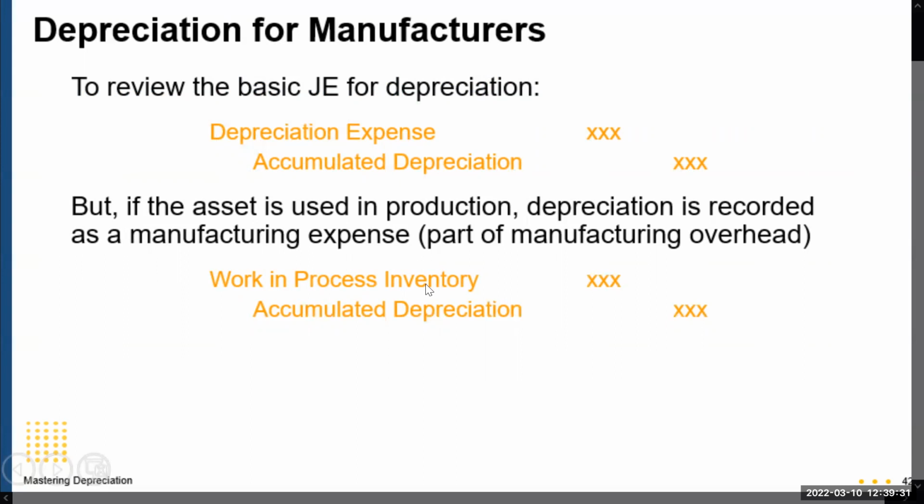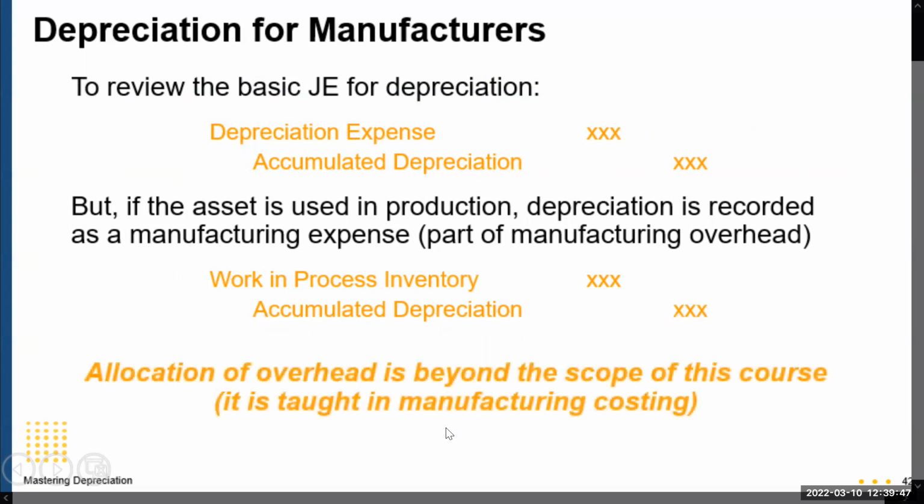So you may see one problem like this, but you don't have to do a whole lot of calculations or anything. So just realize if they say the word manufacturing, they're going to have a work in process inventory instead of your expense account. So I think there's like one question that you'll see on that. But as it says, allocating it is beyond the scope of this course. So I think I have seen one question where it's more theory based, that you don't have to really know how to do it.